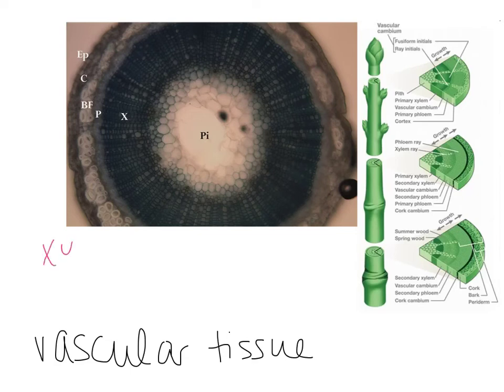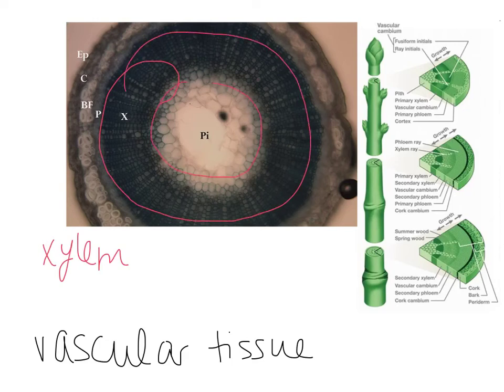Okay, we've got xylem, which is this section here, all this dark area here. You can see it with the X. Okay, so that's the xylem. And so xylem transports water. That's a cross section that you're looking at there of a stem.